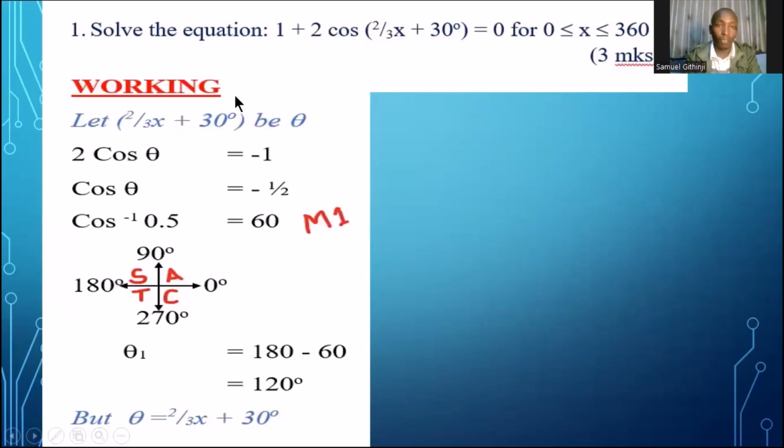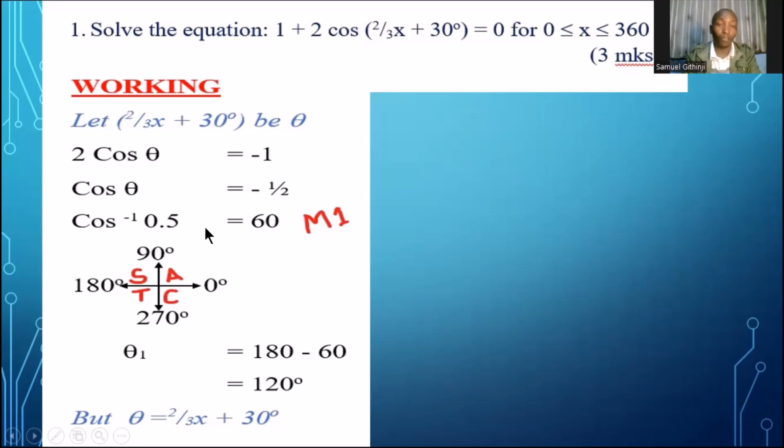Instead of repeating the whole of this angle that I've said you cannot separate, you can let it be theta. By doing that, I can subtract 1 from both sides, or rather, take this 1 to the other side. Then I divide by 2. By doing that, I'll get cos of theta, where theta represents this part, is -1/2.